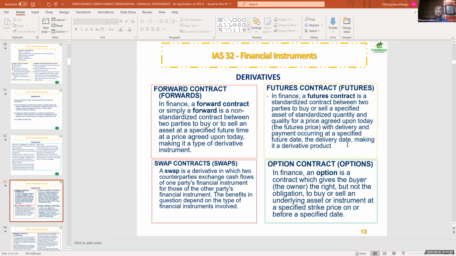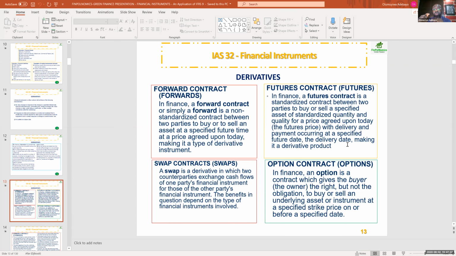And the qualities in the forward include the following. One is a customized contract, which is a contract entered by any two parties. Two is a contract that is done over the counter, or simply put, an OTC contract. Over-the-counter contracts are usually customized because anybody can write the contract and enter into it with another party. Now, thirdly, this contract comes with what we call credit risk.